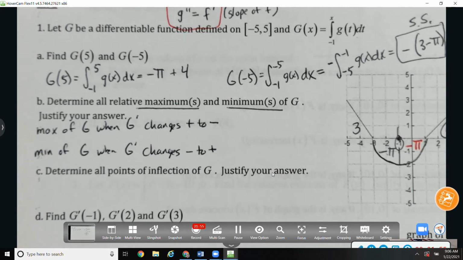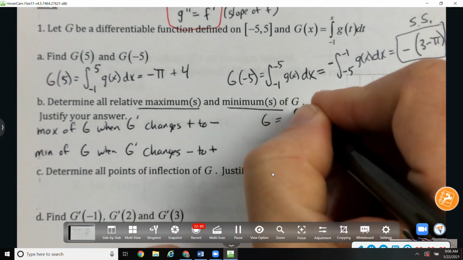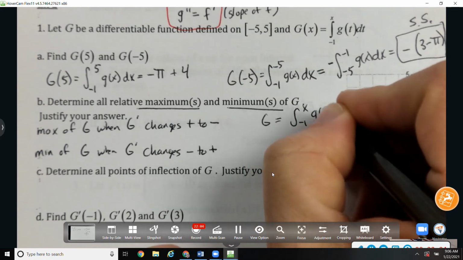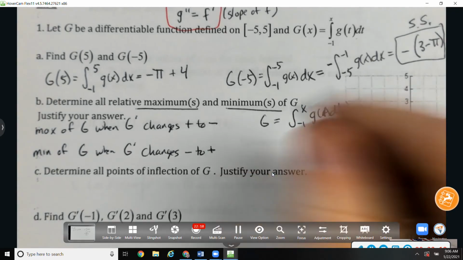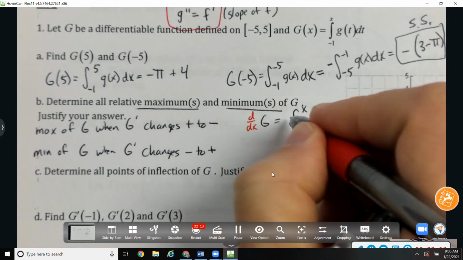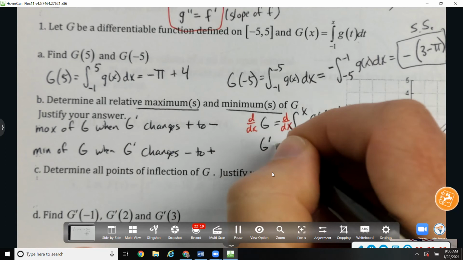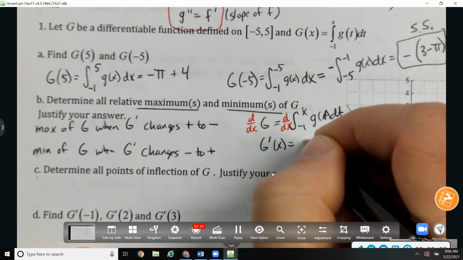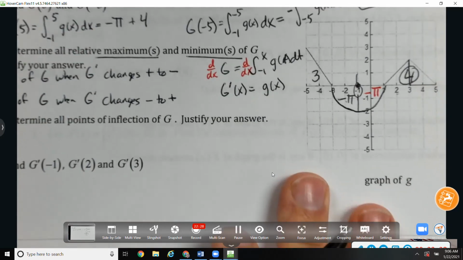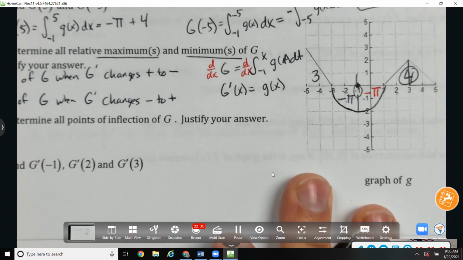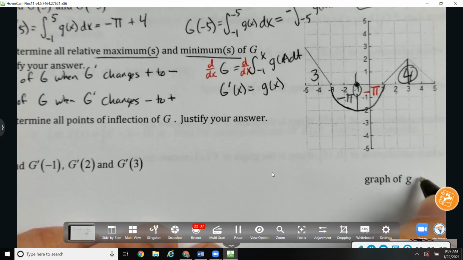So I need to know something about big G prime. Well, big G is the integral from -1 to x. So if I take the derivative of both sides, because I want to get G prime, I guess we can show the work here. It's not much work to show, but show what we're doing. Take the derivative of both sides. G prime is equal to little g of x. It happens this way every single time in these problems, so you get the hang of it after a little while. So this graph of little g is also the graph of big G prime.